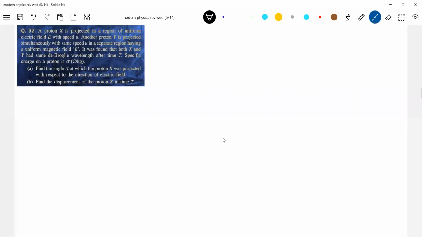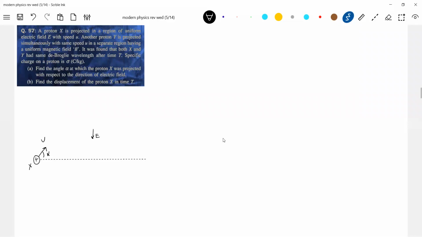Just some basic kinematics, we can apply it. A uniform electric field is present. Say there is a proton X, and another proton is also there. Proton X is projected with the same speed u at an angle, like this. Find the angle alpha. He is asking for the angle alpha.